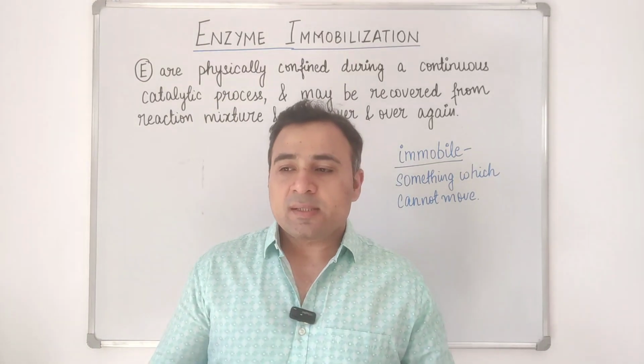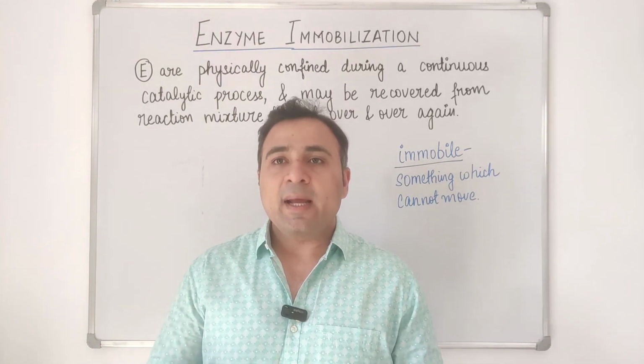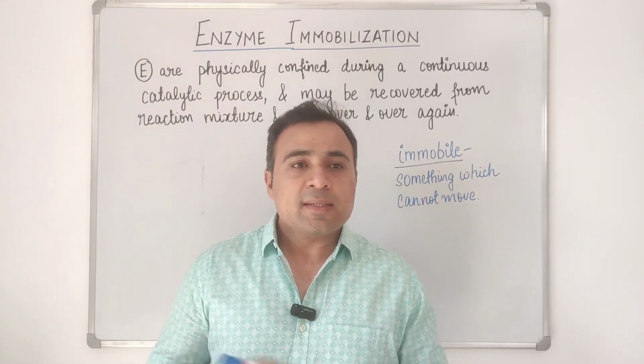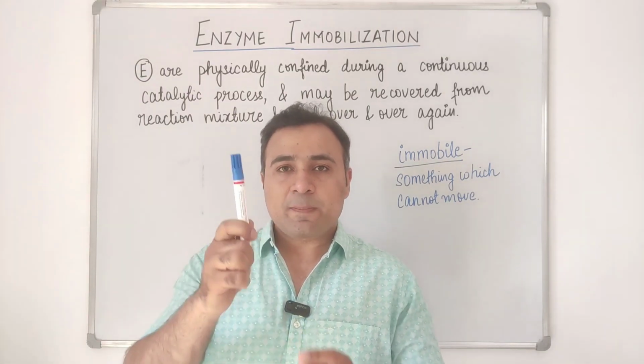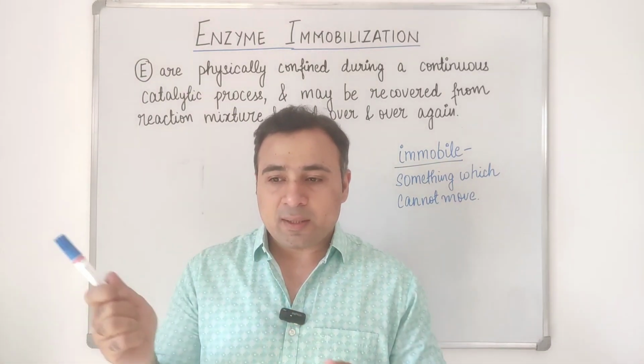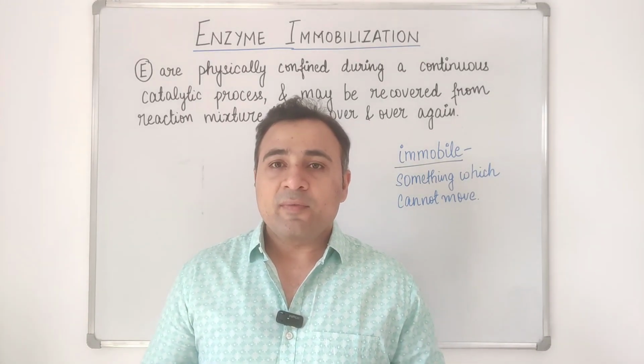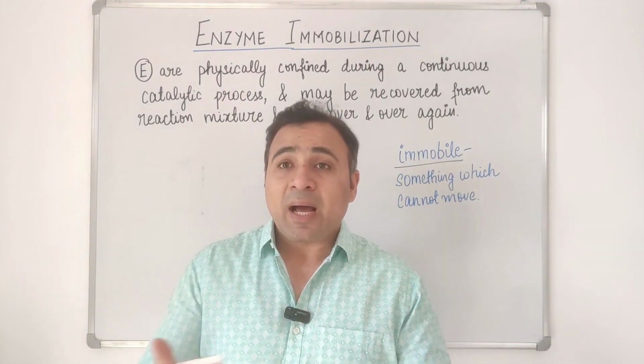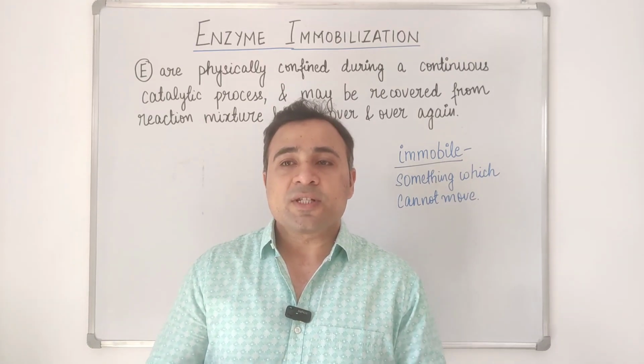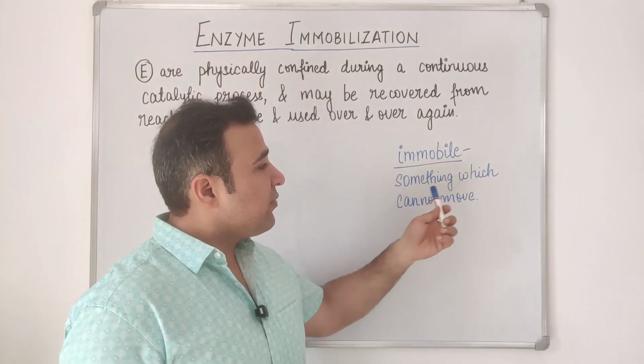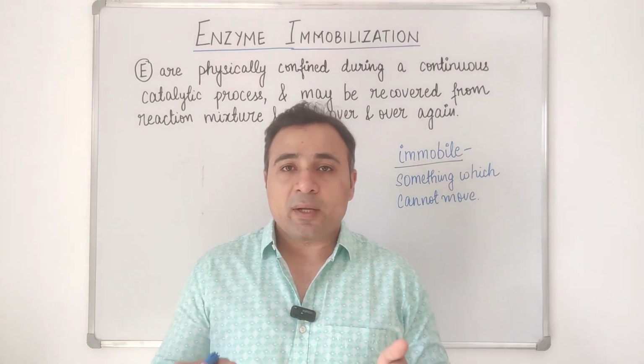So let's first understand what we mean by the terms mobile and immobile. Mobile is something which can move. For example, this pen is mobile, it can move from one place to another. We human beings are mobile, we can move from one place to another. Plants, for example, are immobile, they cannot change their place. So immobile is something which cannot move, which is stationary at a particular place.